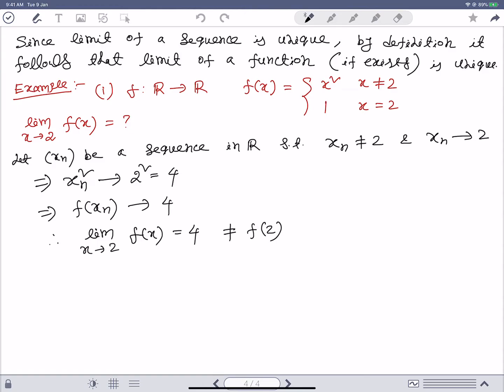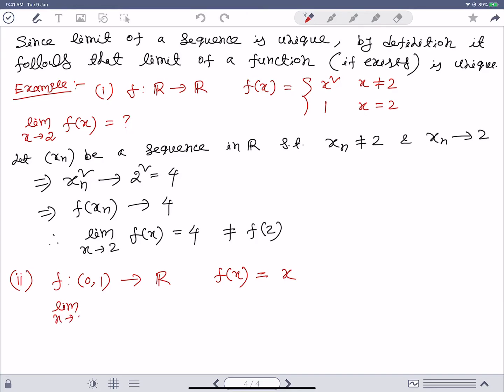Now we can have another example. Say f from the open interval (0, 1) to R, and f of x is just x. Note that here 0 and 1 are the boundary values of the open interval, and we have seen that those are the limit points, right?